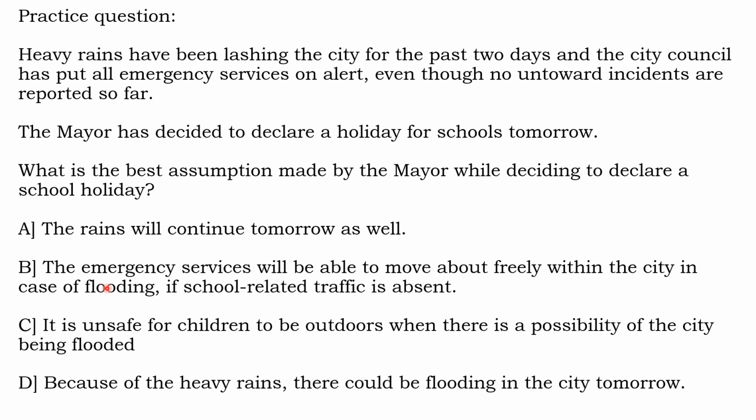So here the mayor is expecting that there will be flooding in the city tomorrow because rains are going to continue tomorrow, and emergency services will be able to move about freely if school related traffic is absent. So this appears to be a good assumption, because the mayor wants all the emergency services to move freely within the city, for which the school related traffic should be taken away. But what is the problem here?